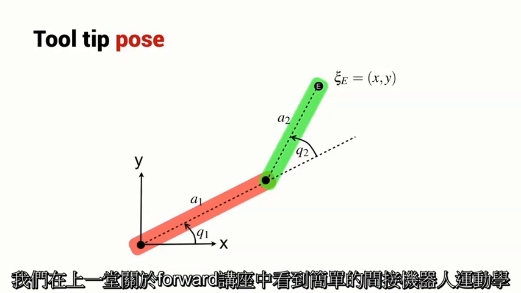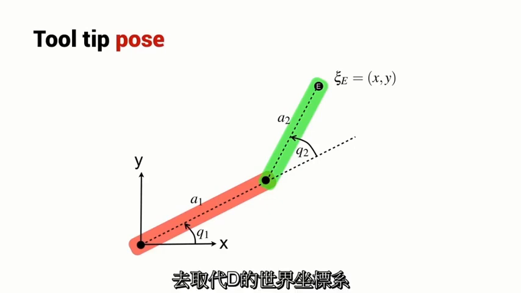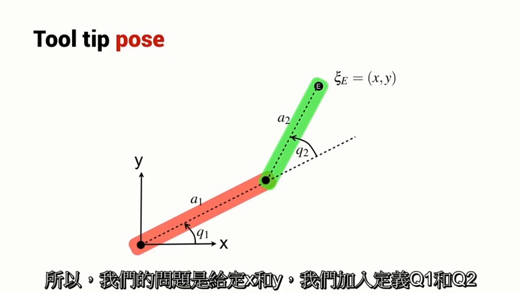We saw this simple two-link robot in the previous lecture about forward kinematics. The tooltip pose of this robot is described simply by two numbers, the coordinates x and y, with respect to the world coordinate frame. So the problem here is that given x and y, we want to determine the two joint angles q1 and q2.